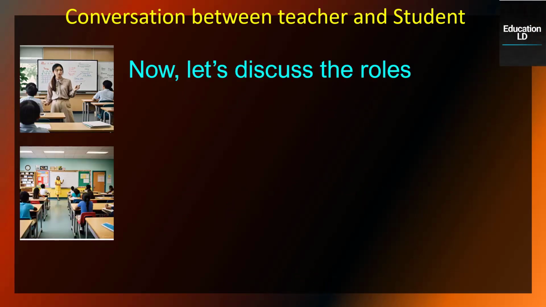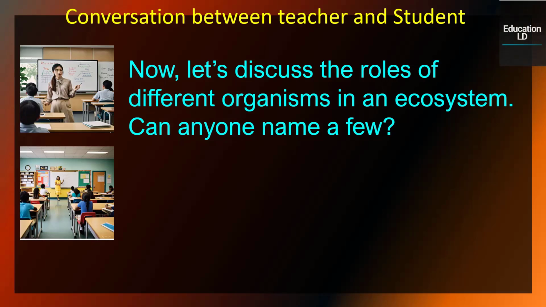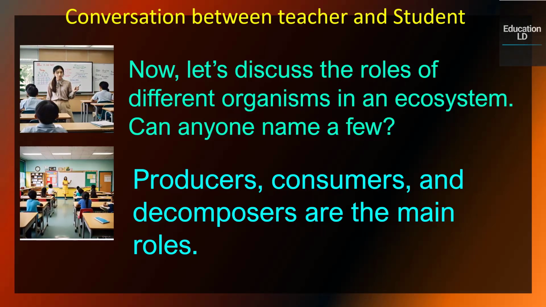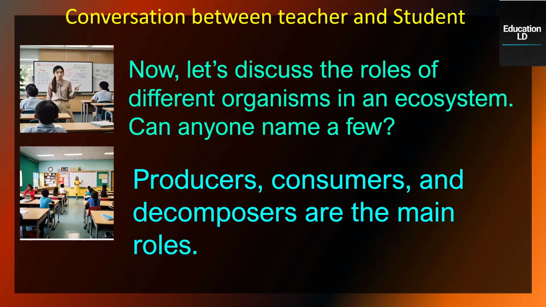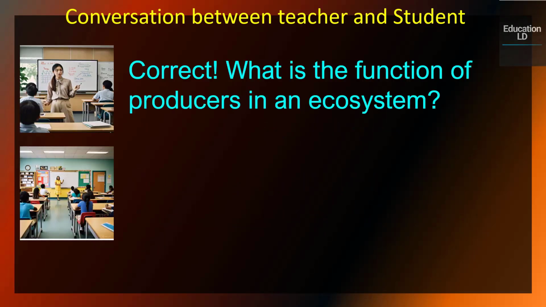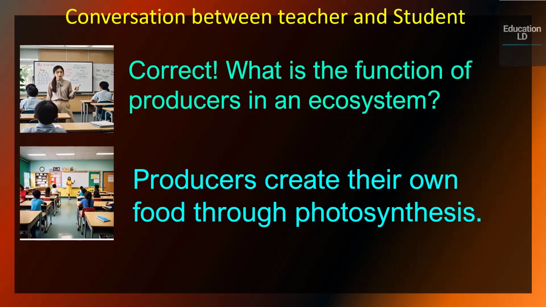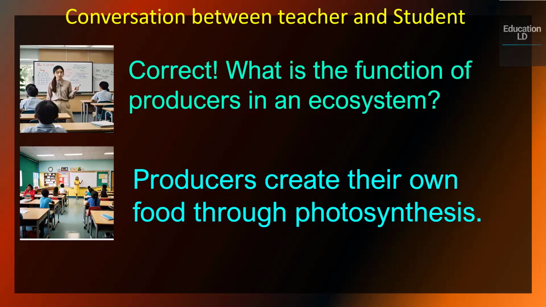Teacher: Now let us discuss the role of different organisms in an ecosystem. Can anyone name a few? Students: Producers, consumers, and decomposers are the main organisms in the ecosystem. Teacher: Correct. What is the function of producers in an ecosystem? Student: Producers create their own food through photosynthesis.